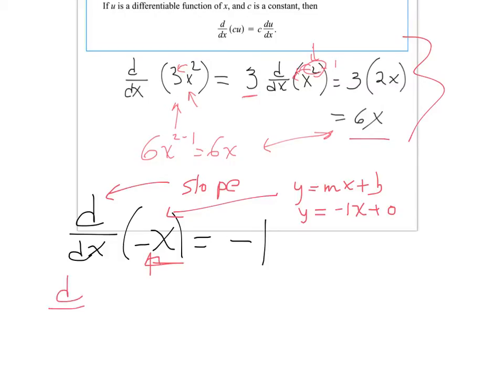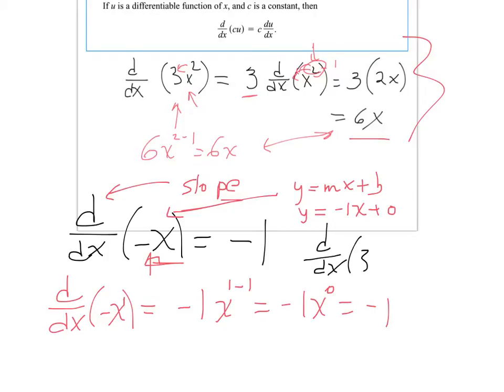However, you could do this the way we just learned: put a 1 right there, bring that 1 down and subtract 1, and anything to the 0 power is 1. So -1 times 1 gives me -1. It works either way, but knowing this way of the slope makes it nicer, because when you have something like that, now what's the derivative?